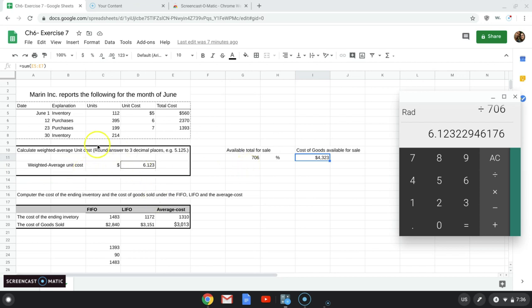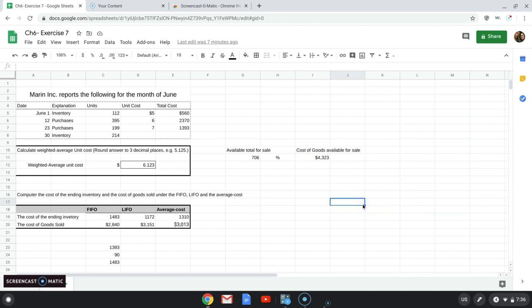Now, in our homework, we see that it only asks us for three decimal places. Okay, so we're going to put 6.123. If the number was bigger, we would have rounded, but that's how we're going to leave it. Okay, so that is the first question.